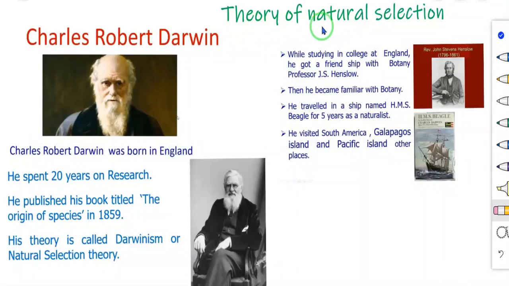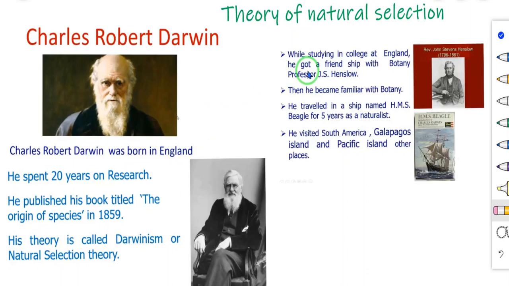Theory of natural selection. This natural selection theory was proposed by Charles Robert Darwin or Charles Darwin. Charles Darwin was one of the great naturalists and philosophers of the 18th century. He was born in England in 1809.